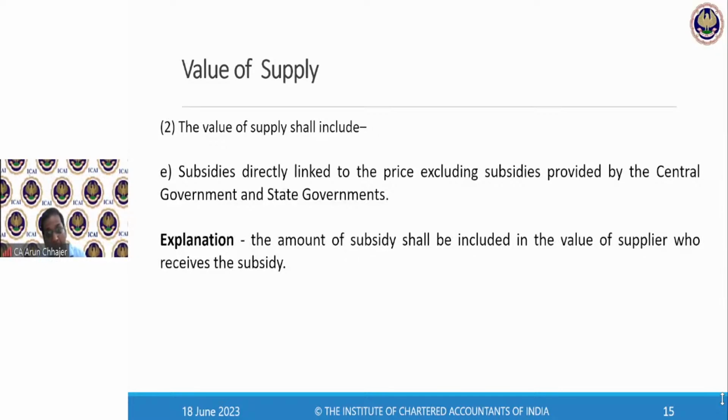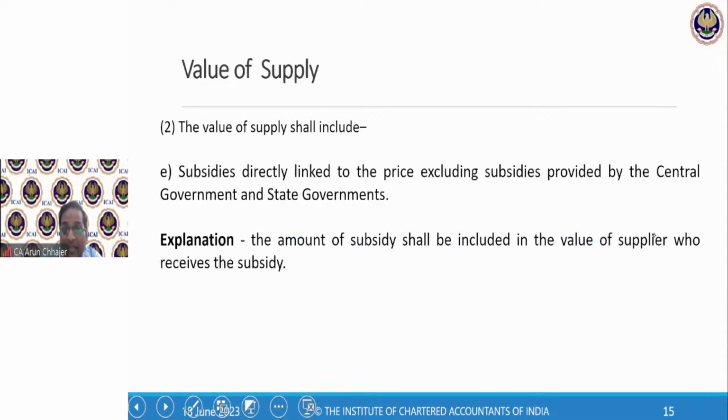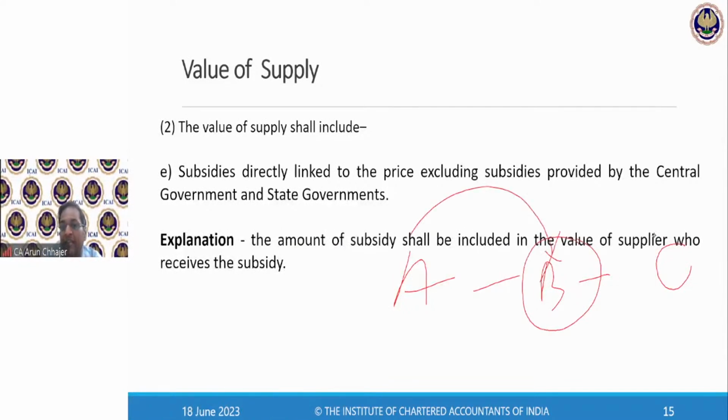Therefore, the clause E says, if the subsidy is being given to the supplier, then in that case it will be added in the value of the supplier who received. See, in this example, there are three parties involved: A, B, and C. Who is a supplier? B. Who is receiving the subsidy? It will be added in the value.